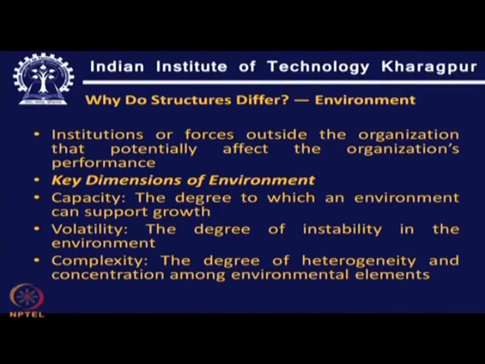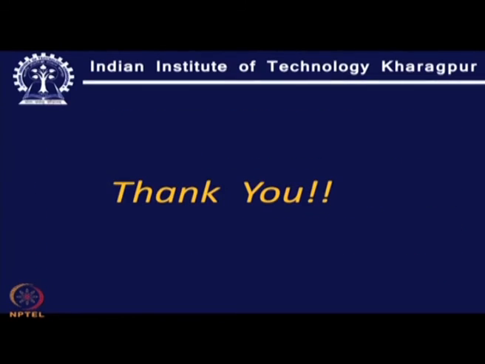Next, structures differ due to the environment, that is, institutions or forces outside the organization that potentially affect the organization's performance. The key dimensions of the environment are capacity, volatility and complexity. Capacity is the degree to which an environment can support growth, volatility is the degree of instability in the environment, and complexity is the degree of heterogeneity and concentration among environmental elements. These will define how the structure will look.